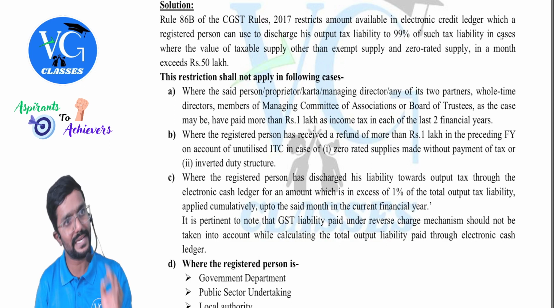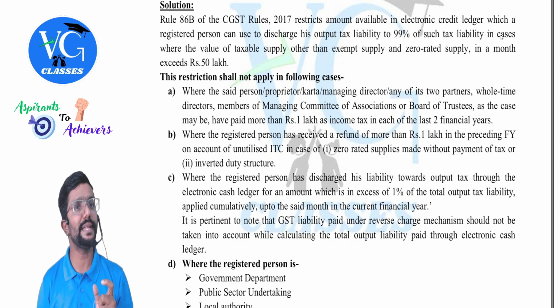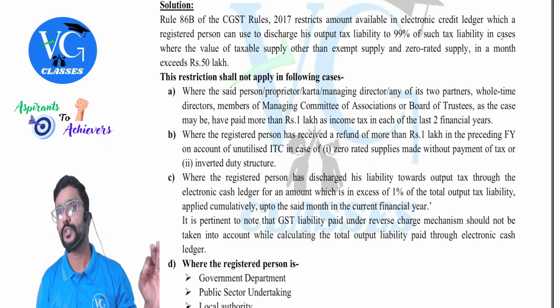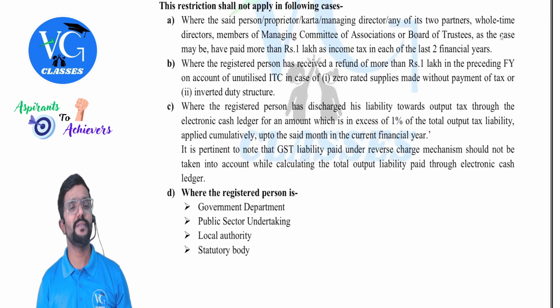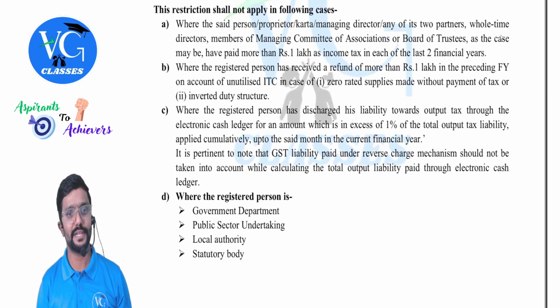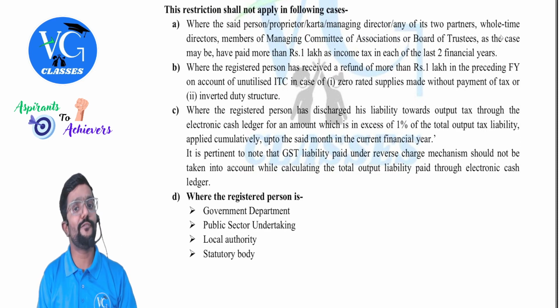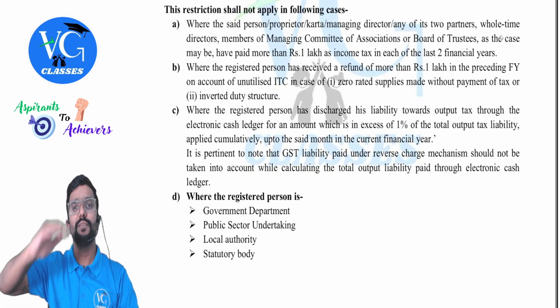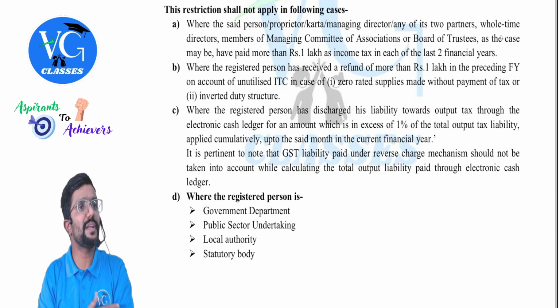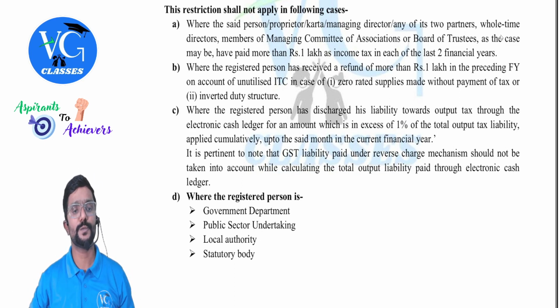Actually, zero rated supply is a taxable supply. But while calculating your 50 lakh, should we include that? No. Because anyway, in that case, the output tax would be zero, guys. That is why. This restriction shall not apply in the following cases. Means in the following cases, even if monthly taxable outward supply is more than 50 lakh, still Rule 86B is not applicable. Which are those?